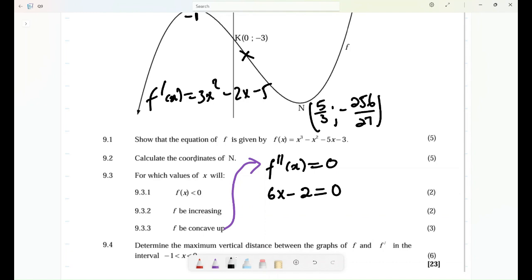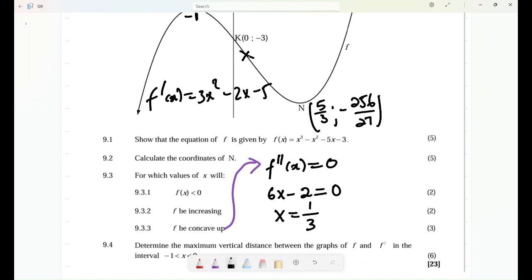3x squared minus 2x minus 5 is the first derivative. The second derivative should be 6x minus 2, equal to 0. Therefore, x should equal how much? When I take this to the other side, it's going to be 2 divided by 6, which is 1/3.